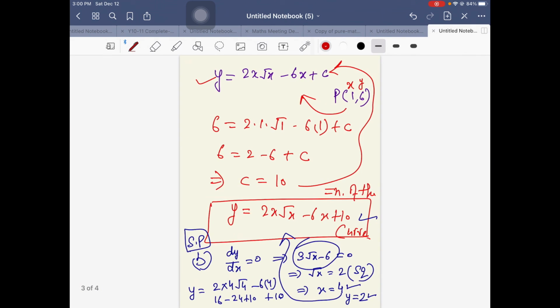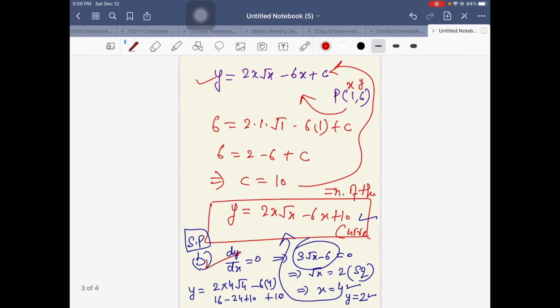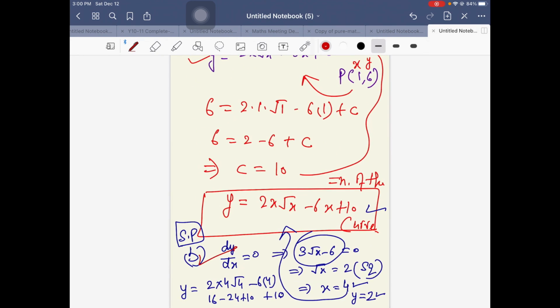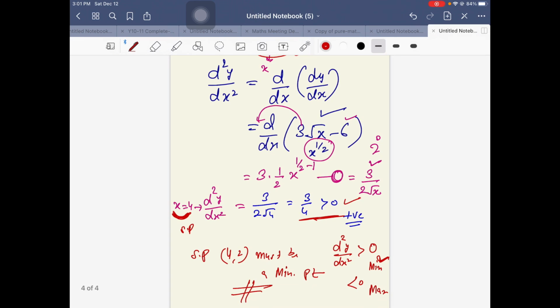So with this we are done with the B part. In the A part, we solved for the curve from the differential equation. The curve was y equal to x root x minus 6x plus 10. Then in the B part, we found the stationary point by taking the derivative equal to 0, and then putting that stationary point into the second derivative, and we found the sign to be positive. That means the stationary point is a point of minimum.